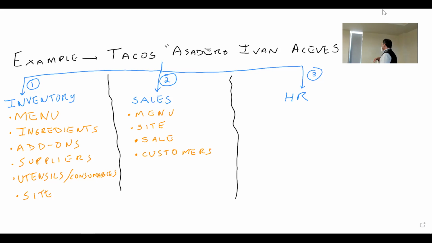In the HR part of the system, we want to have all of the information of our employees. Ivan said that this is an enterprise. This is not just a corner taqueria. This is an enterprise. So we want the information of the employees. We also, curiously enough, want information that has to do with if the employees have dependents or not.